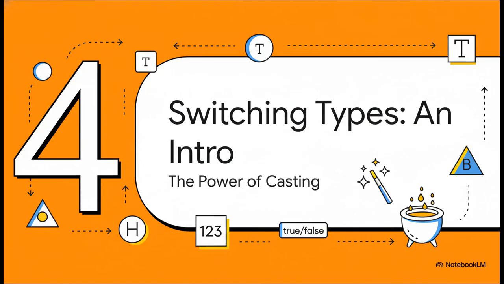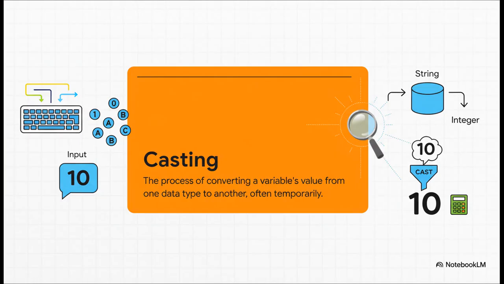Okay, let's look at a technique you are definitely going to need for the exam. In section 4, we're talking about how to change a data type right in the middle of your code. It's a process known as casting. Casting is kind of like a programming power move. It's how you convert a value from one data type into another. And this is super, super useful, especially when you're getting input from a user. See, when a user types in the number 10, the computer doesn't see the number 10. It sees it as text, the character 1 followed by the character 0.